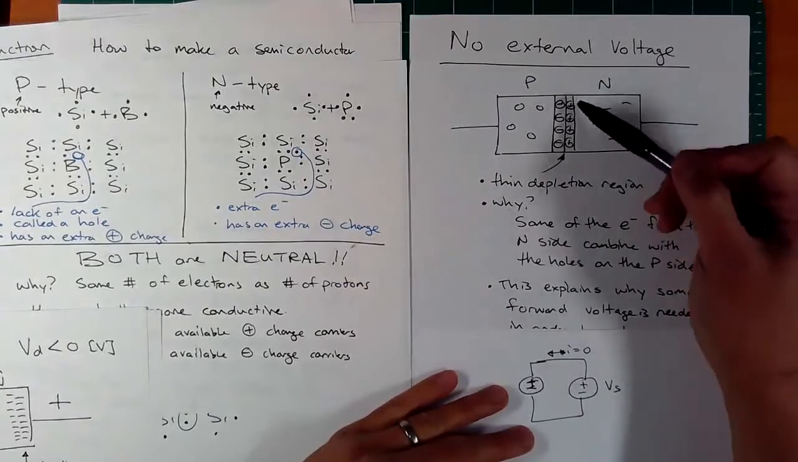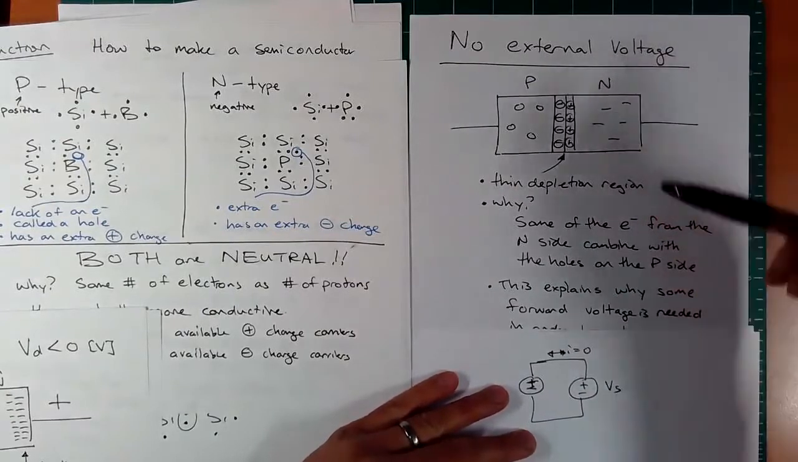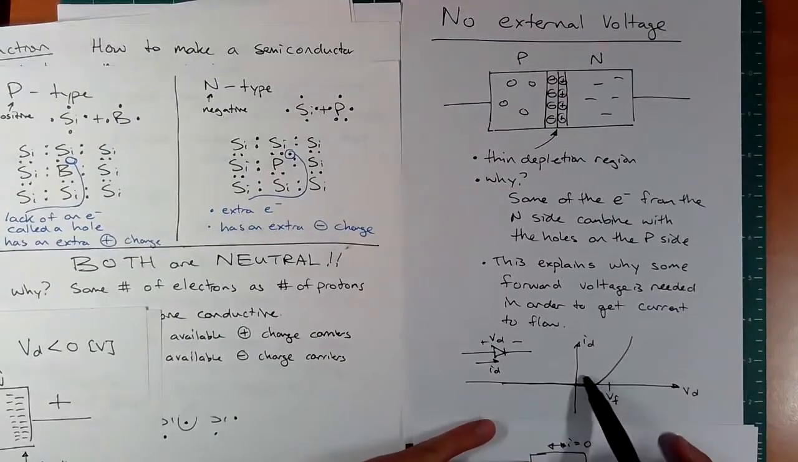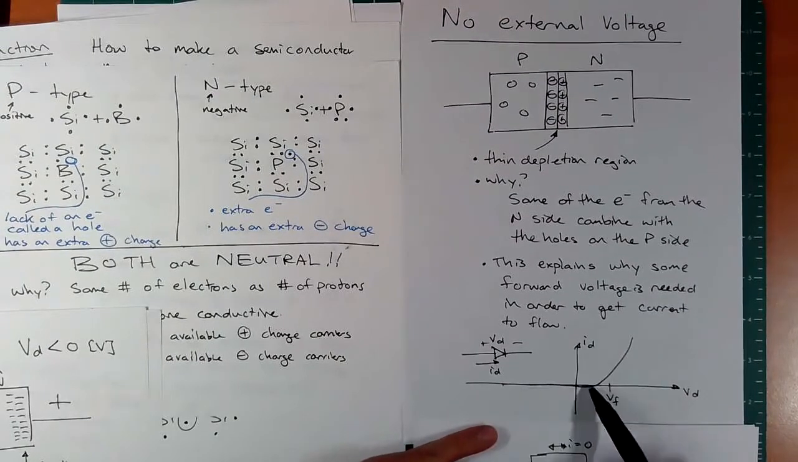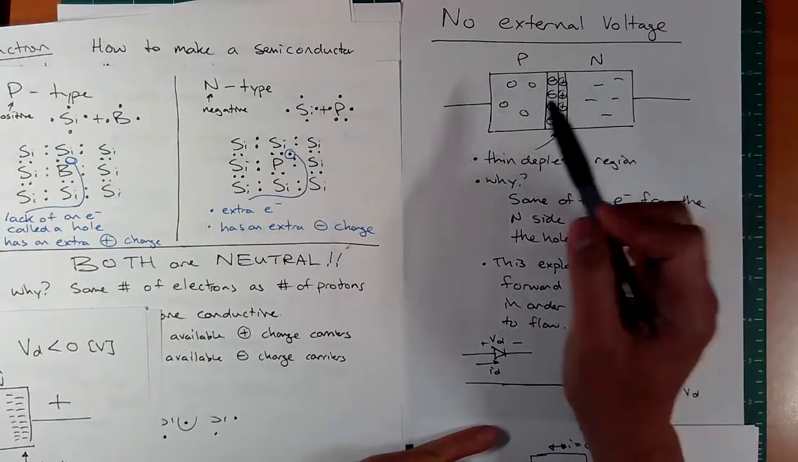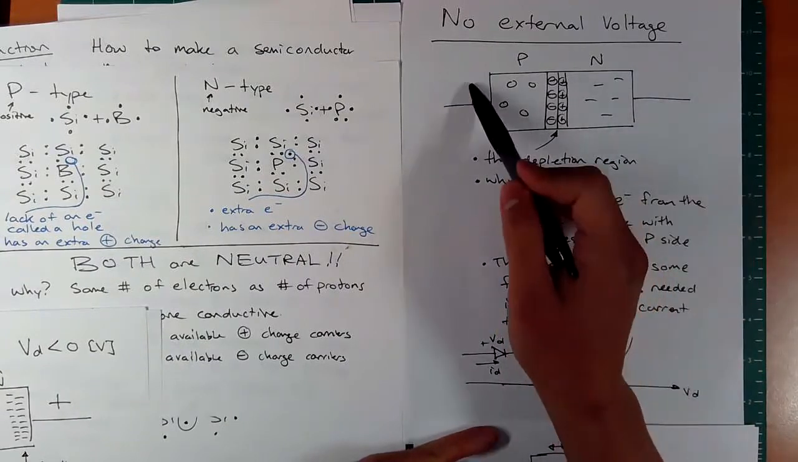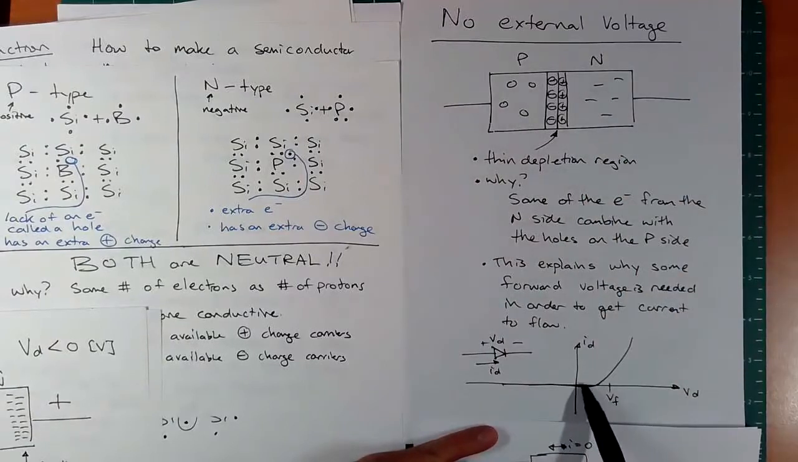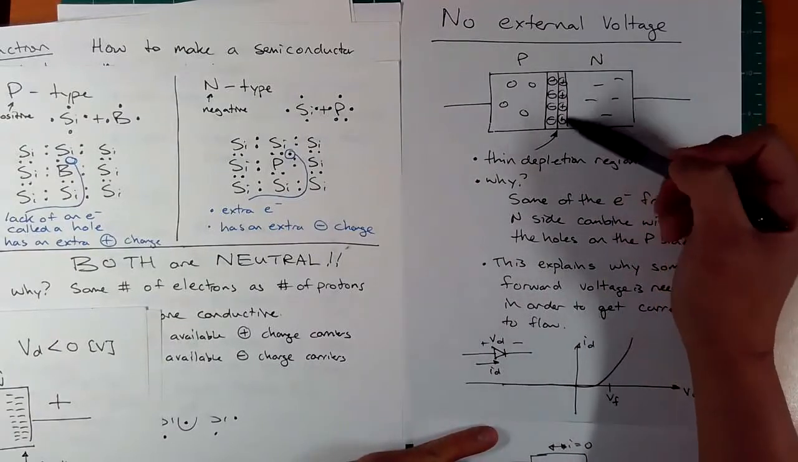Okay, so this little thin depletion region here explains why you have that forward voltage, right? Remember this IV curve, this little forward voltage, because if you actually want to get this driven, you need some forward voltage here to overcome that little thin depletion region. And so that is explained by this.